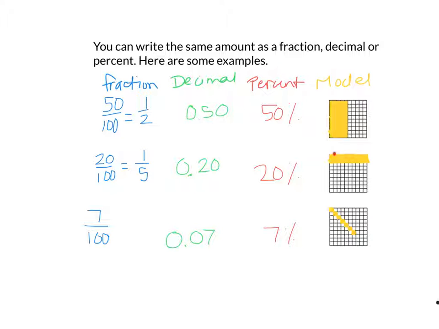Down on this next one, we have 20 boxes colored in, which is 20 hundredths, which simplified is 1/5. Or we could write it as 0.20 as a decimal, or 20% as a percentage.